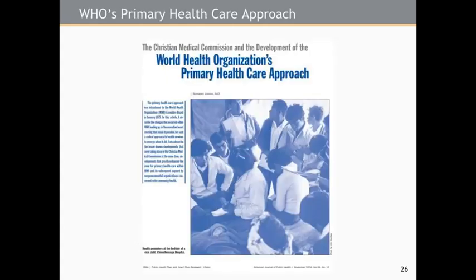So one of the interesting things that happened is that the people working with the Christian Medical Commission in Geneva started talking to the high-level people at WHO, and Halfdan Mahler, having come from a Christian medical missions background, knew these people and saw the value of what they were doing. And so that relationship led to quite a strong influence at WHO, as described in this article in the American Journal of Public Health in 2004.